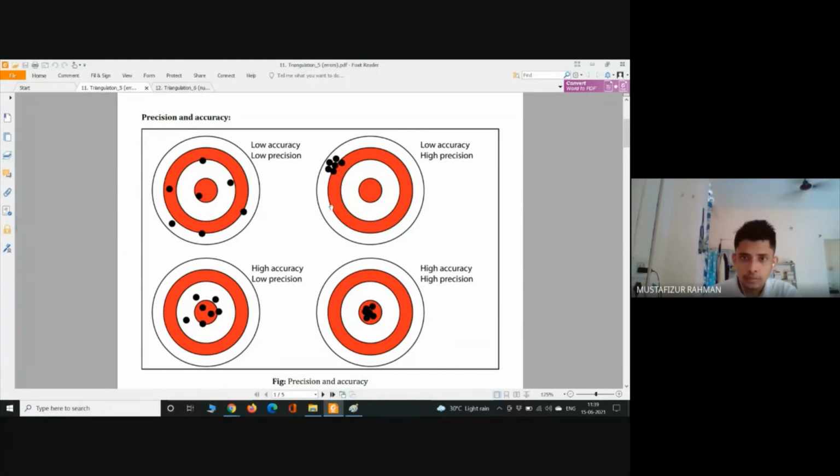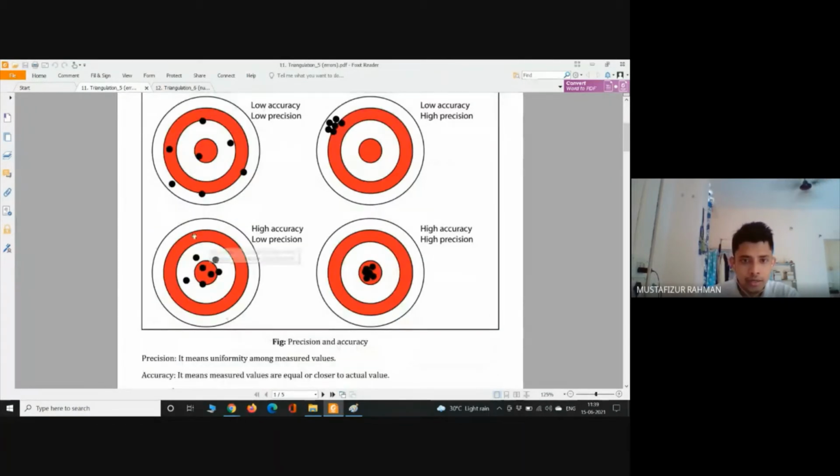Then in the second one, our values are like 60, 61, 62, 59, like this. The actual value was 100, so we are nowhere close to the actual value, but our measurements are close to each other. So there is high precision, meaning our measurements are almost the same, but it is not the correct value. So low accuracy.